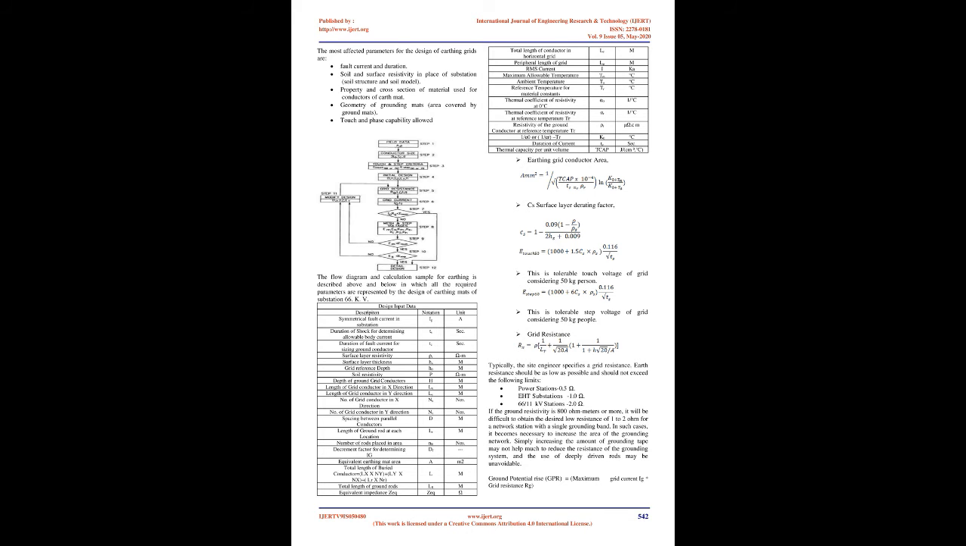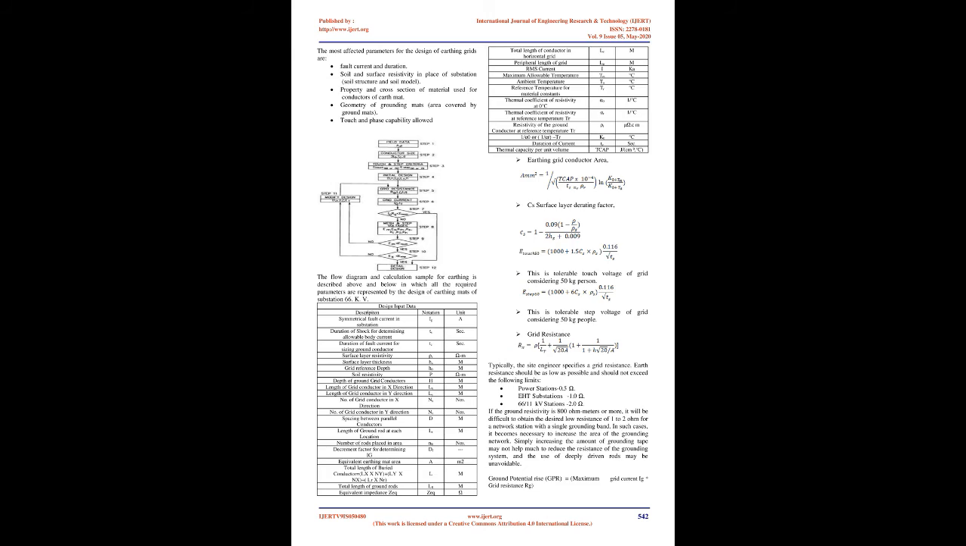RMS current, I, A. Maximum allowable temperature, Tm, degree C. Ambient temperature, Ta, degree C. Reference temperature for material constants, Tr, degree C. Thermal coefficient of resistivity at 0 degrees Celsius, A0, 1/degree C. Thermal coefficient of resistivity at reference temperature Tr, Ar, 1/degree C. Resistivity of the ground conductor at reference temperature Tr, ρR, µΩ·cm.